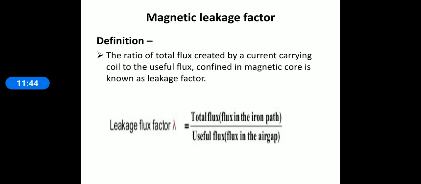Then the magnetic leakage factor definition: it is defined as the ratio of total flux created by a current carrying coil to the useful flux confined in the magnetic core, and is known as the leakage factor. It is denoted by lambda, and it is given as the ratio of total flux to useful flux.